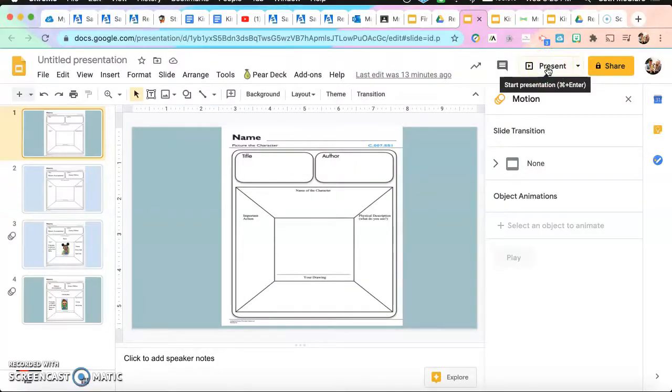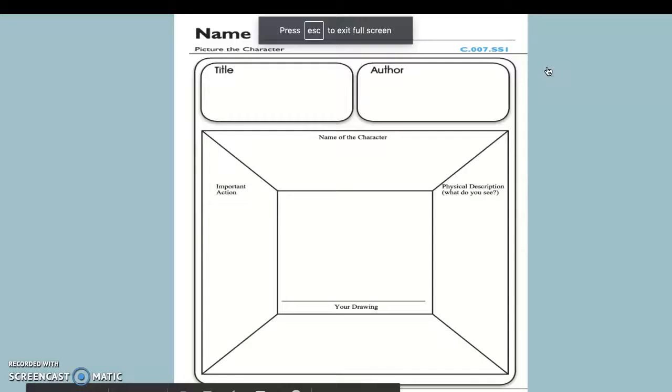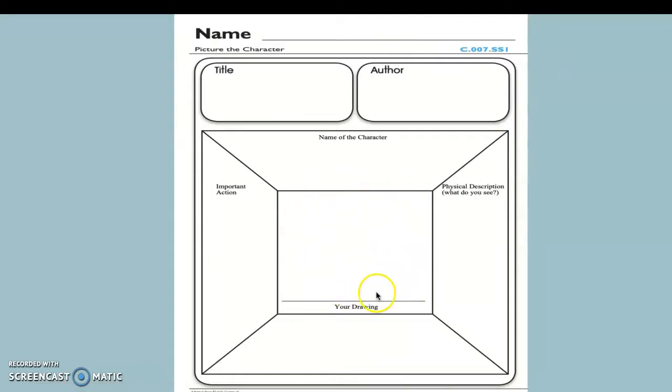First, we are going to look at our graphic organizer. The first thing you have to do is right here, we're going to draw what the character looks like. And then right here, we're going to put the name of the character. This is where we're going to put the title of the story and who the author is. And right here, we're going to put what the character looks like. And then over here, we're going to put an important action that the character does in the story.